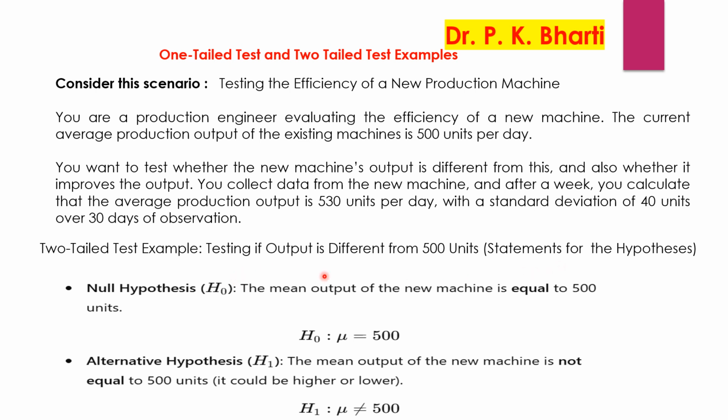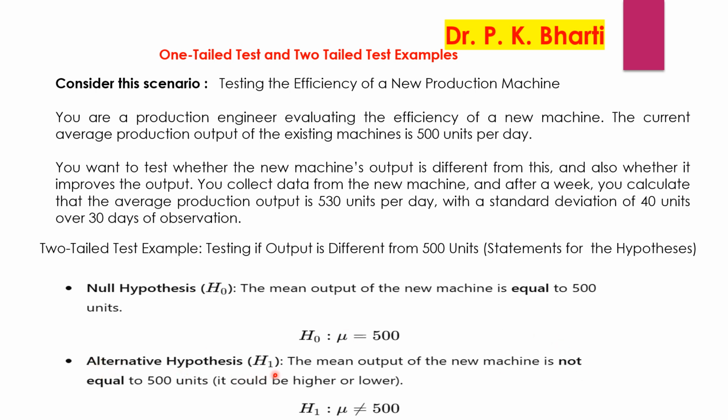That is, testing if output is different from 500 units. In two-tailed test, we will only test if the output is different from 500 units, not less than or more than. So we will write the null hypothesis that the mean output of the new machine is equal to 500 units. This will be our null hypothesis. H naught: mu equal to 500.